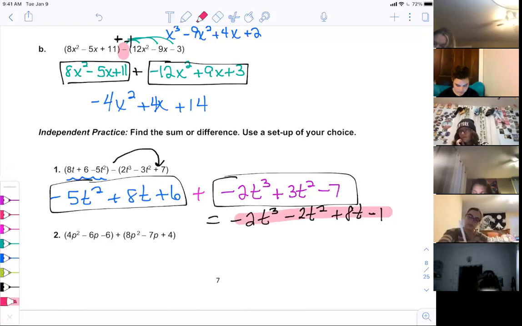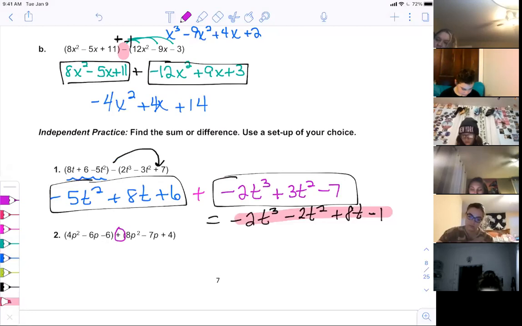So she gave it to me in order. The powers descend, starting with the largest power, combined all the like terms. Does anyone have questions? So the last one is just plus. Again, make sure that you're looking. That is just a plus sign. We're just adding these together.